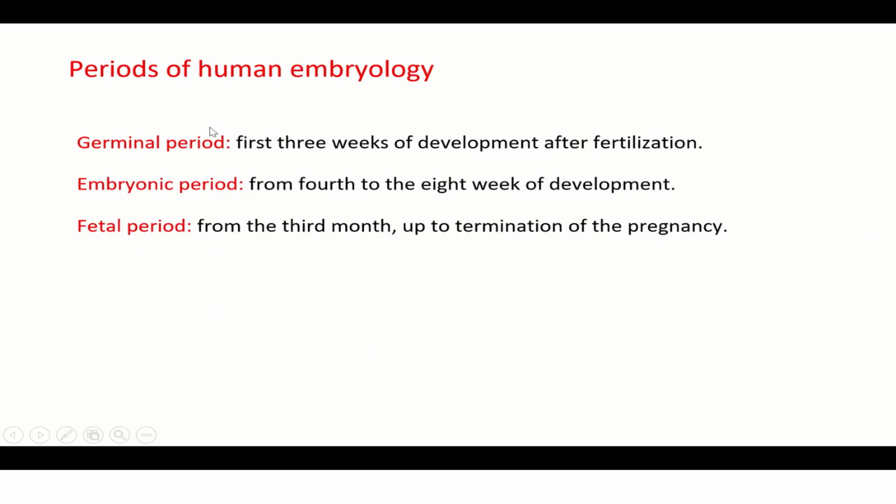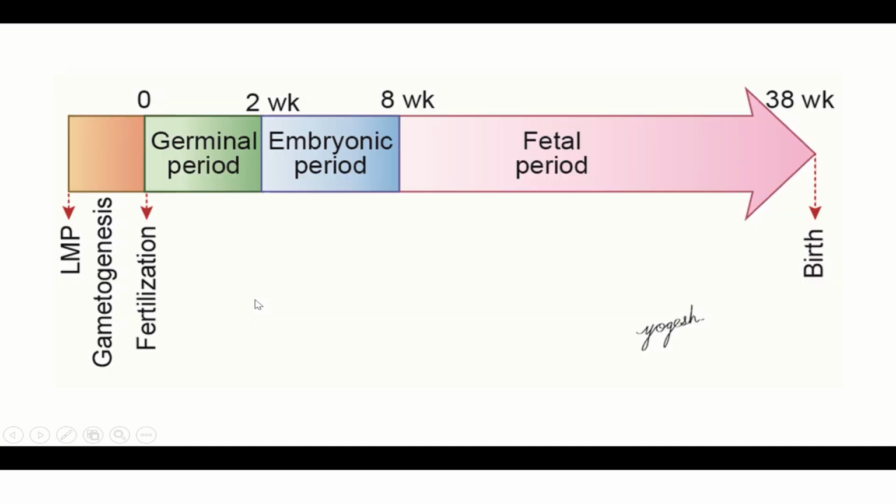Now the periods of embryology. The germinal period is from fertilization till the first 3 weeks of development. Then the embryonic period is from the 4th to 8th weeks of development, and the fetal period is from the 3rd month, that is from the 9th week, till the termination or completion of the pregnancy. Germinal period first 3 weeks, embryonic period 4th to 8th week, fetal period from 9th week to termination of pregnancy.